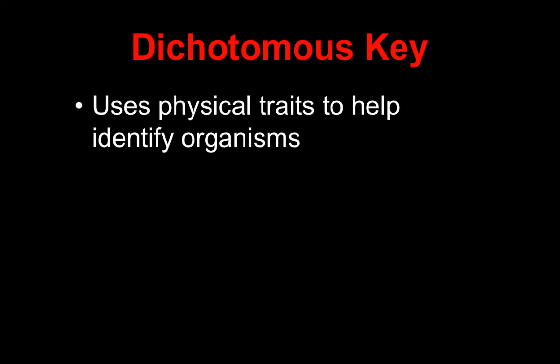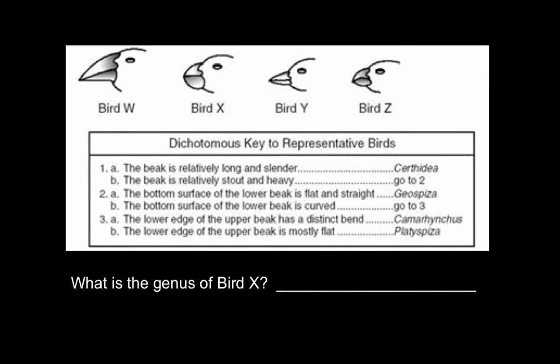Next, we're going to look at a dichotomous key. And this uses physical traits to actually help identify organisms. And it uses a this or that. That's what di means. So it's two. It's either this or it's that. So here's an example of a dichotomous key. And we're going to try and answer the question of what is the genus of bird X?